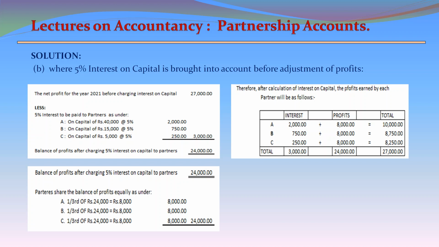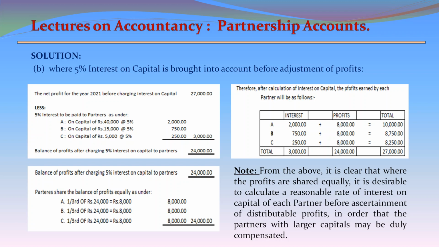Interest, profits, total. Partner A, 2,000 interest, profits 8,000, total 10,000. Partner B, 750 interest, 8,000 profits, 8,750 total. C, 250 interest, 8,000 profits, 8,250. Total interest 3,000, total profit 24,000, total profit 27,000, divided as partner A 10,000, partner B 8,750, partner C 8,250.